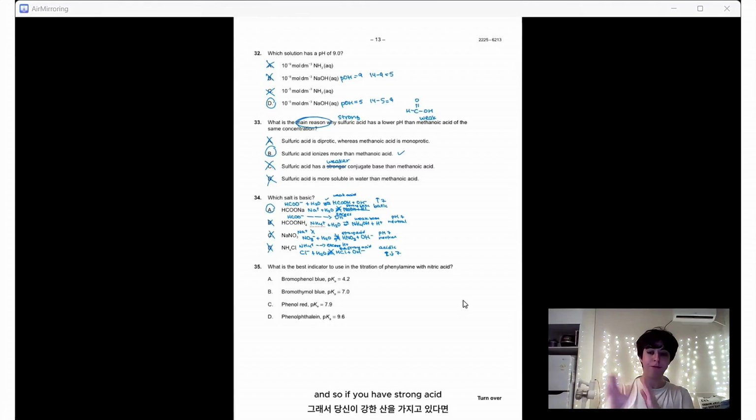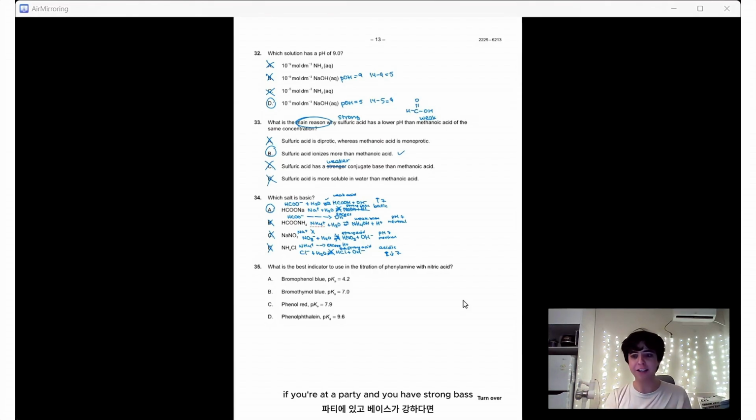Okay. And so if you have strong acid, you're at a party. You're turning it up. There's strong acid. There's a lot of drugs at this party. That's not good. That's bad. And you have weak base. The music's terrible. The vibes are bad. So your pH is less than 7. The salt would be acidic.